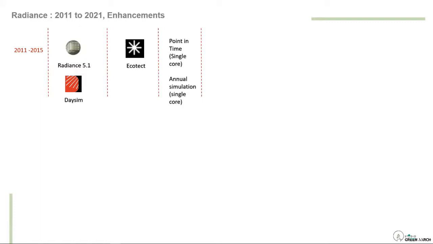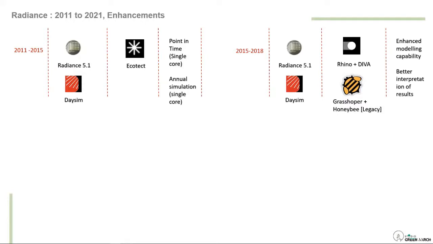Daysim was used to do the annual simulation. That was also single core. So it was taking a lot of time to simulate a particular model. It may take days also. Then there was a change in 2015 to 2018 when a lot of architects and designers started shifting their modeling to Rhinoceros, because it was a parametric model and modeling was very easy in Rhino. So it was very difficult for sustainability consultants to validate the models using the old format like Ecotect, because Ecotect was also stopped. Sorry, 2012. The last version of Ecotect was in 2012.